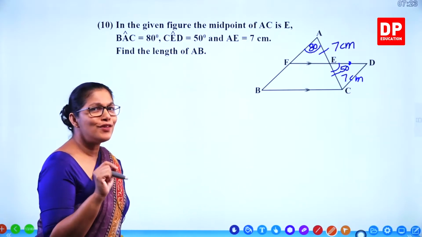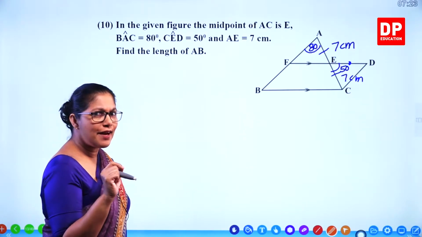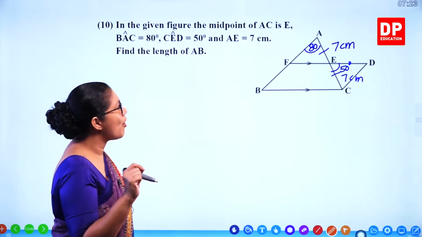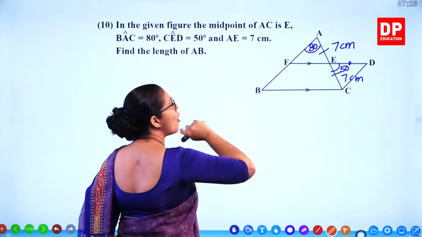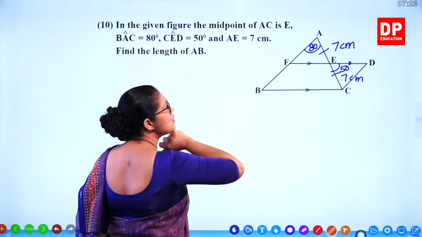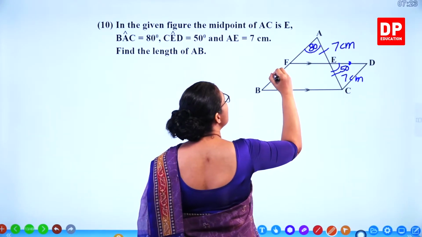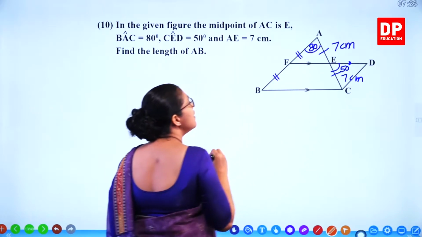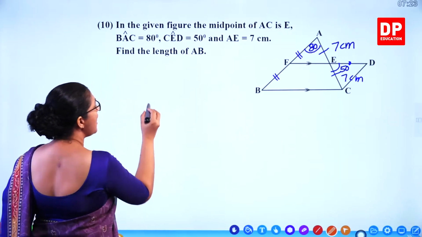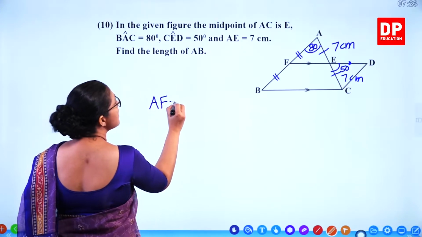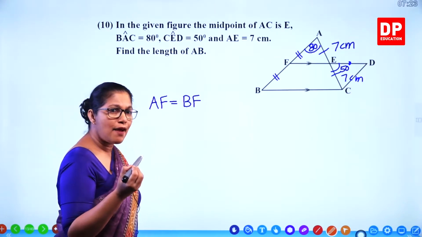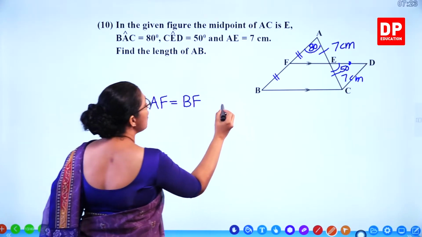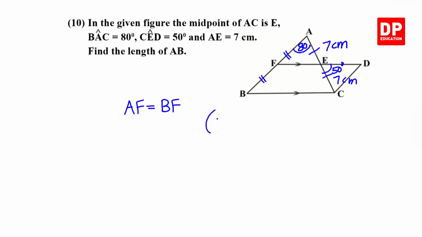What's the theorem you have to use? Converse midpoint theorem. According to the converse midpoint theorem, when you draw two parallel lines along the midpoint, this becomes a midpoint as well. So this is a midpoint. So that means these two lengths are equal. So you can write AF is equal to BF, because of converse midpoint theorem.